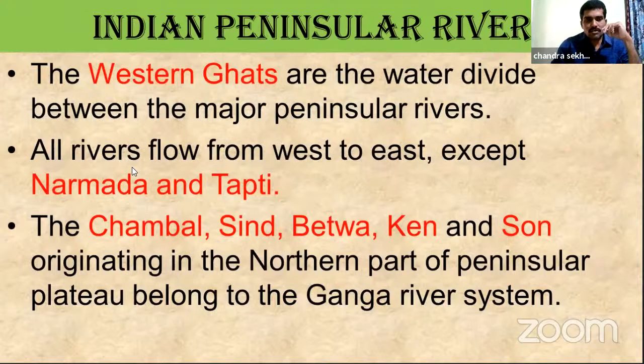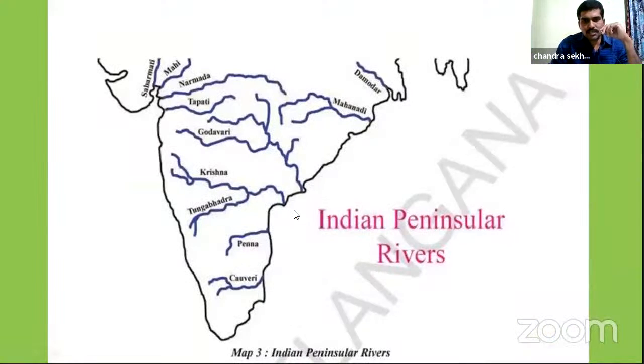So all rivers flow from west to east except Narmada and Tapati. Here if you observe the map, almost all the rivers from Kaveri to Damodar are flowing towards the east, because the slope of the land, the slope of the Indian peninsula, is tilted from west to east. That's why almost all the rivers are flowing from west to east.